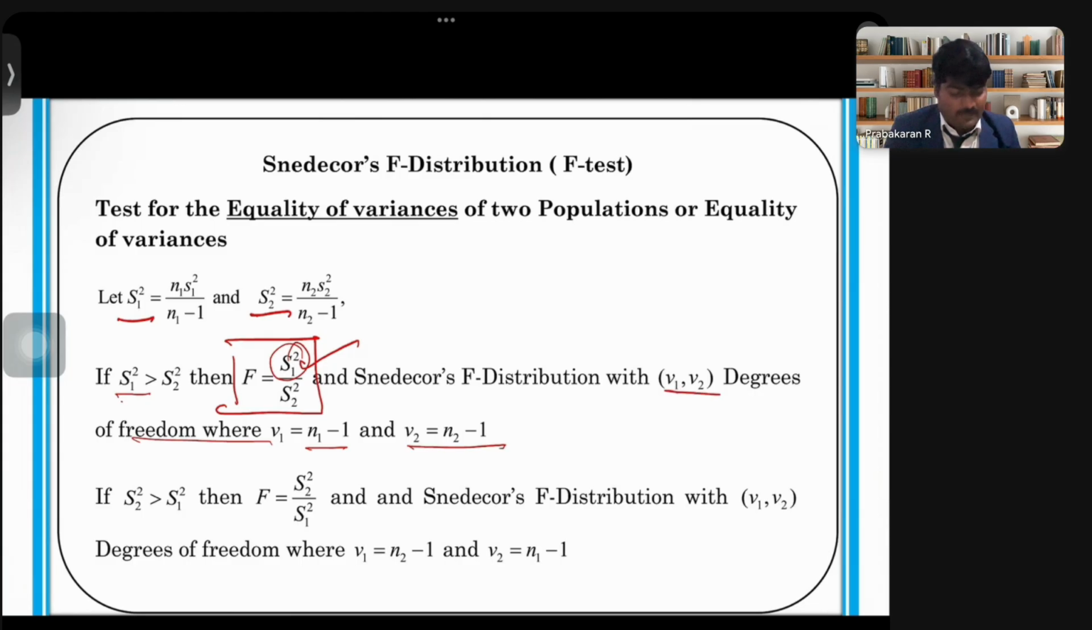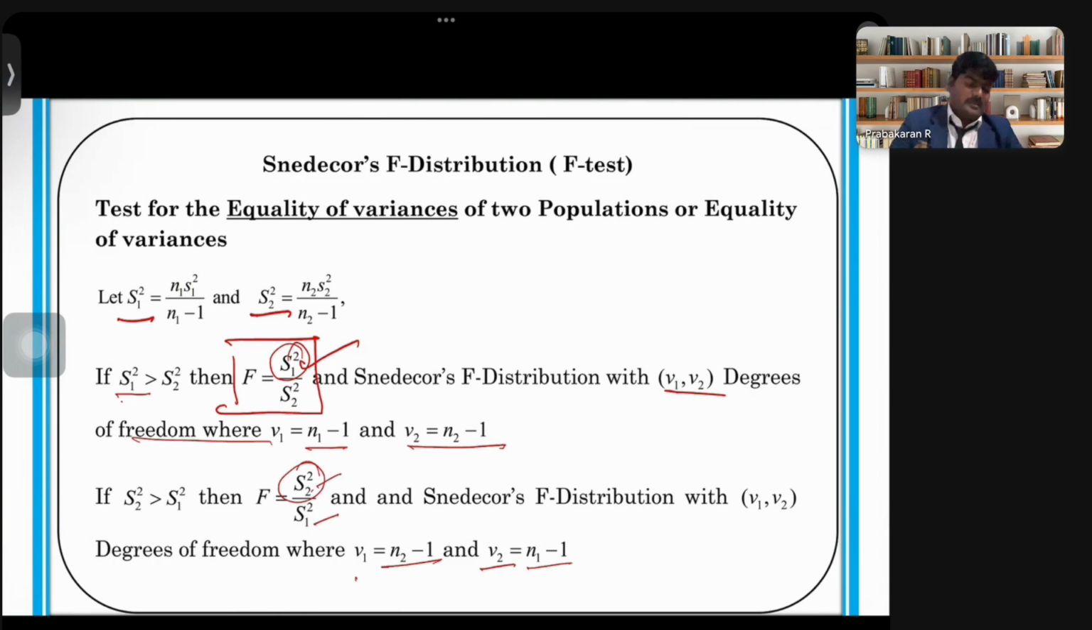In the other case, if S2 square is greater, it changes vice versa: S2 square by S1 square. Similarly, the degrees of freedom of the second sample become v1, and the first sample's degrees of freedom become v2. This is the only difference. While applying it in the problem, we'll get a better understanding.